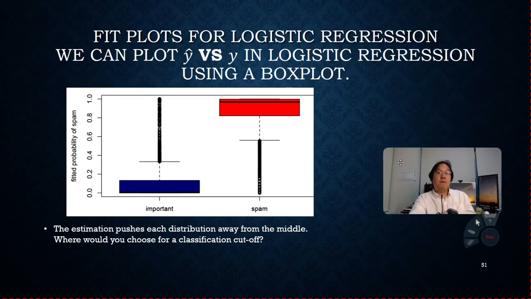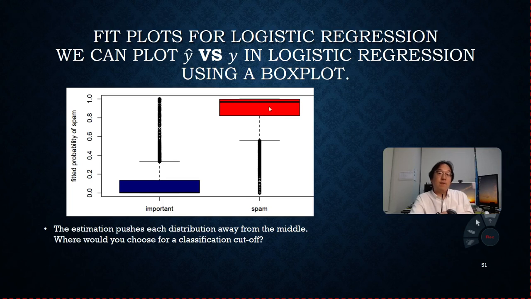Then fit plots for logistic regressions. We can plot y hat versus y in logistic regressions using a box plot, right? Spam mail versus non-spam mail, with fitted values of probability, is shown in this box plot. Here you separate the data into actual spam mail versus actual important or non-spam mails, right-hand side versus left-hand side. And then the predicted value of a mail being spam is shown over here in the red box, okay?